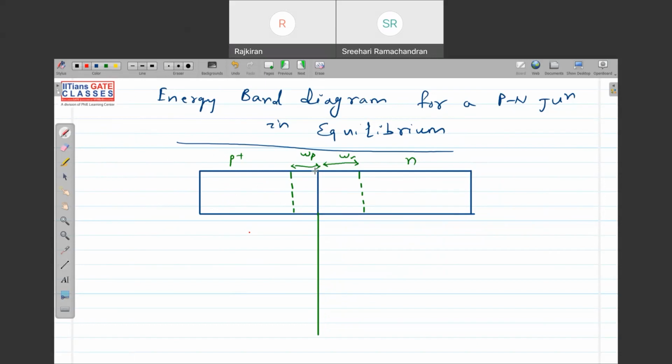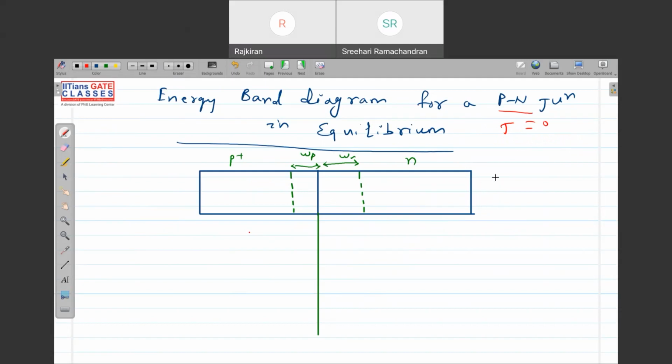This is a question from an interview: draw the energy band diagram for a PN junction. This question was asked to me in IIT Kanpur for the MTech interview. The first step is, since it is in equilibrium, the current should be zero.